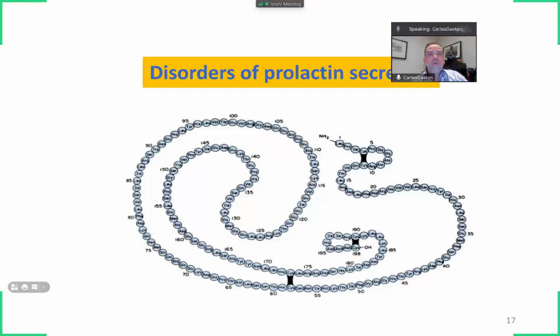So we're going to start first, again, with the defects of prolactin secretion. There is no need to say that we will study in the other modules the ACTH and the other hormones, but that will be associated to the other axes. But today we will study prolactin and growth hormone.